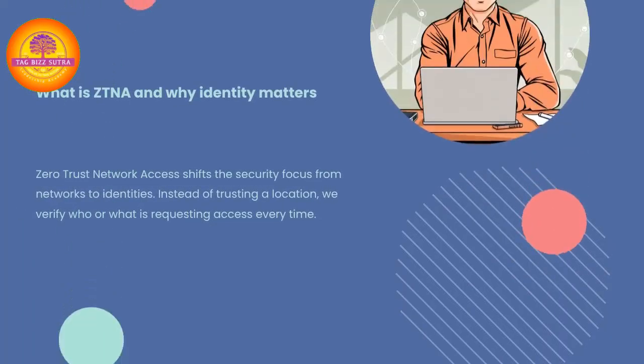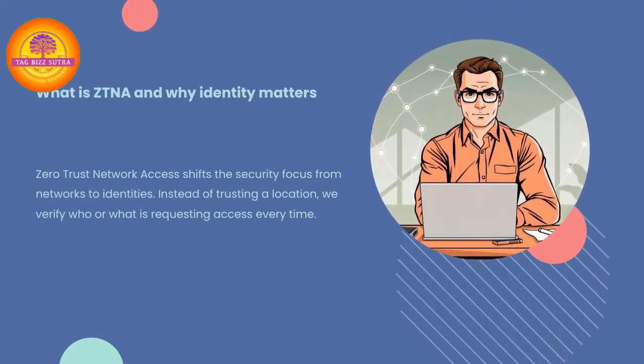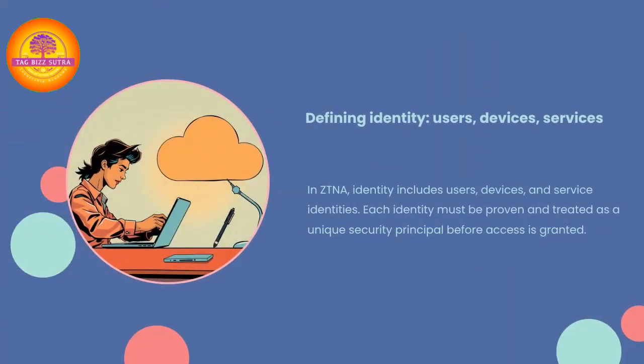Zero Trust Network Access shifts the security focus from networks to identities. Instead of trusting a location, we verify who or what is requesting access every time. In ZTNA, identity includes users, devices, and service identities. Each identity must be proven and treated as a unique security principal before access is granted.